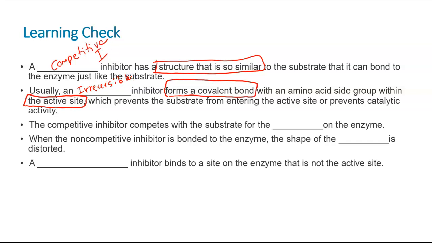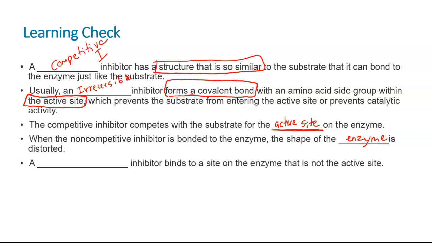Non-competitive inhibitors will not bind to the active site. They will bind to a different site than the active site. And the third one, the competitive inhibitor competes with the substrate for a place on the enzyme. The same place. That place is called the active site on the enzyme. And when the non-competitive inhibitor is bonded to the enzyme, the shape of what is distorted? The shape of the enzyme is distorted.